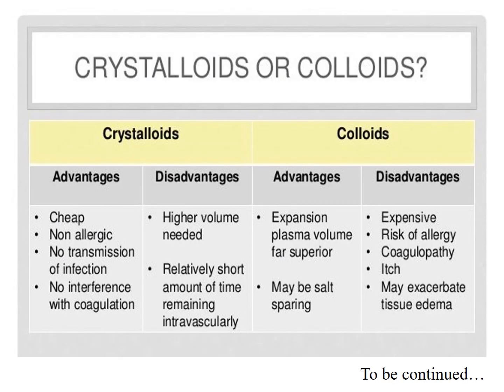The major differences between colloids and crystalloids in terms of advantages and disadvantages are: crystalloids are clear solutions mainly comprised of electrolytes, and that is why they are inexpensive or cheap. They are non-allergic. They do not transmit any kind of infection or interfere with coagulation. These are the desirable properties of any plasma expander or volume expander. But the disadvantages are that we need higher volumes of crystalloids, and they remain for a relatively short amount of time in the intravascular space, so that is why a higher volume is needed.